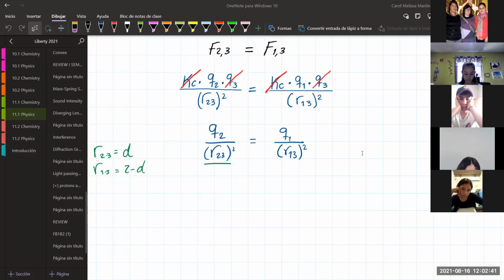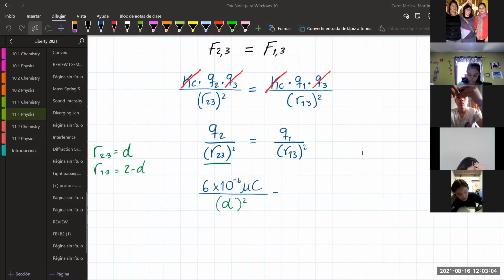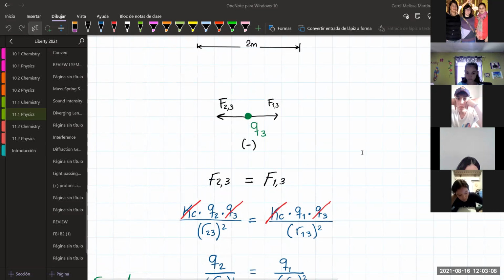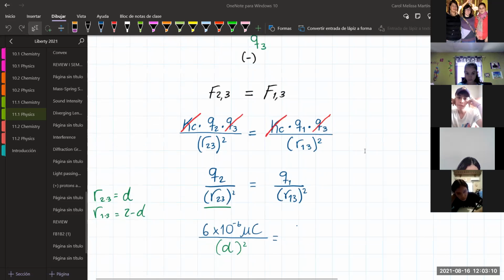So now I'm going to arrange this equation with the data I have. I have Q2, that is 6 times 10 to the negative 6 microcoulombs, divided by R23, which is D, that is raised to the second power. On the other side, I have Q1, that is 15, I guess. Yes, 15 microcoulombs.